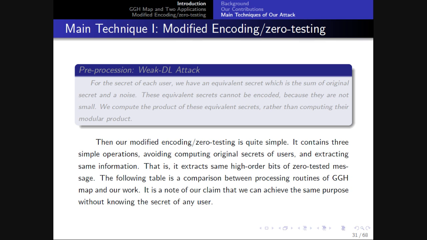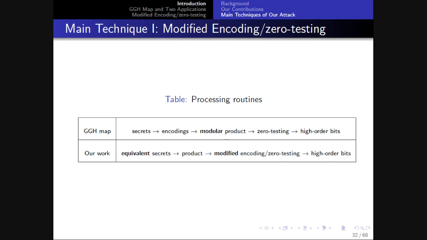The following table is a comparison between processing routines of GGH map and our work. It is a note of our claim that we can achieve the same purpose without knowing the secret of any user. Now, this is the table illustrating processing routines of GGH map and our work. We can see that there are several differences, but same purpose.